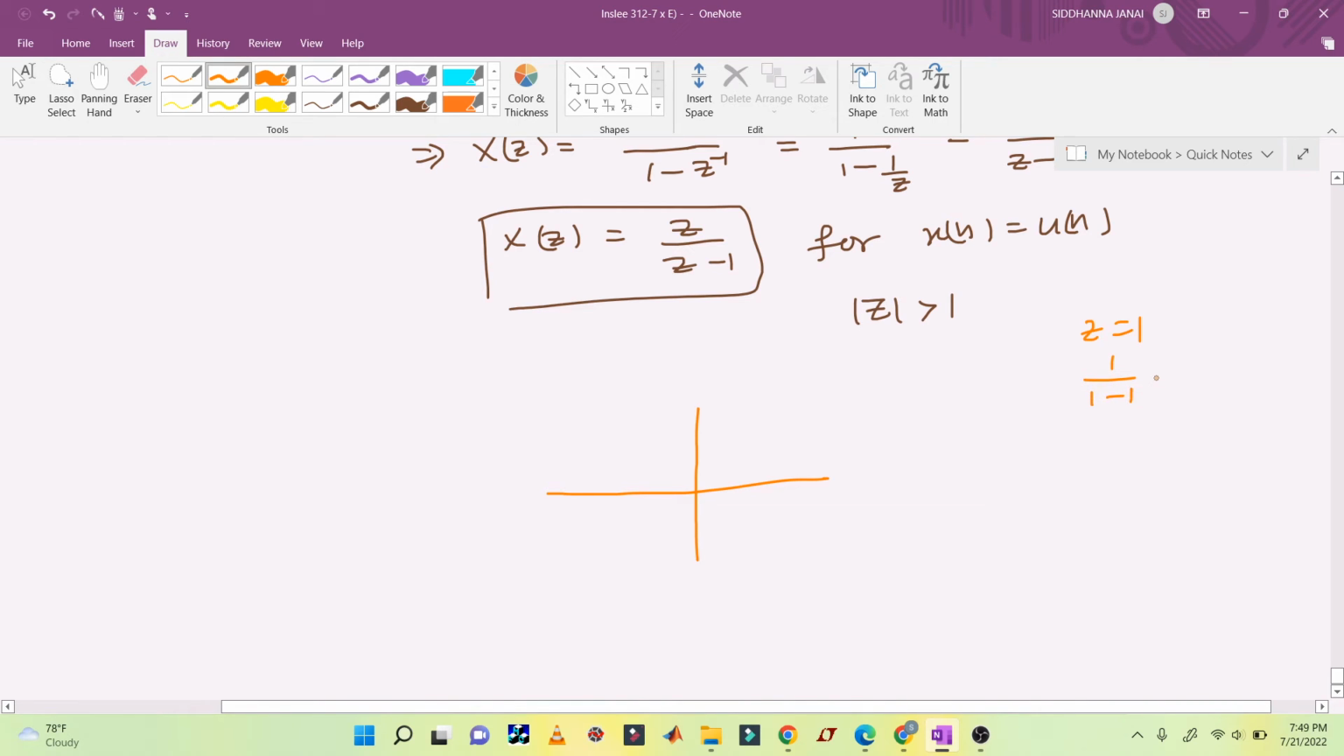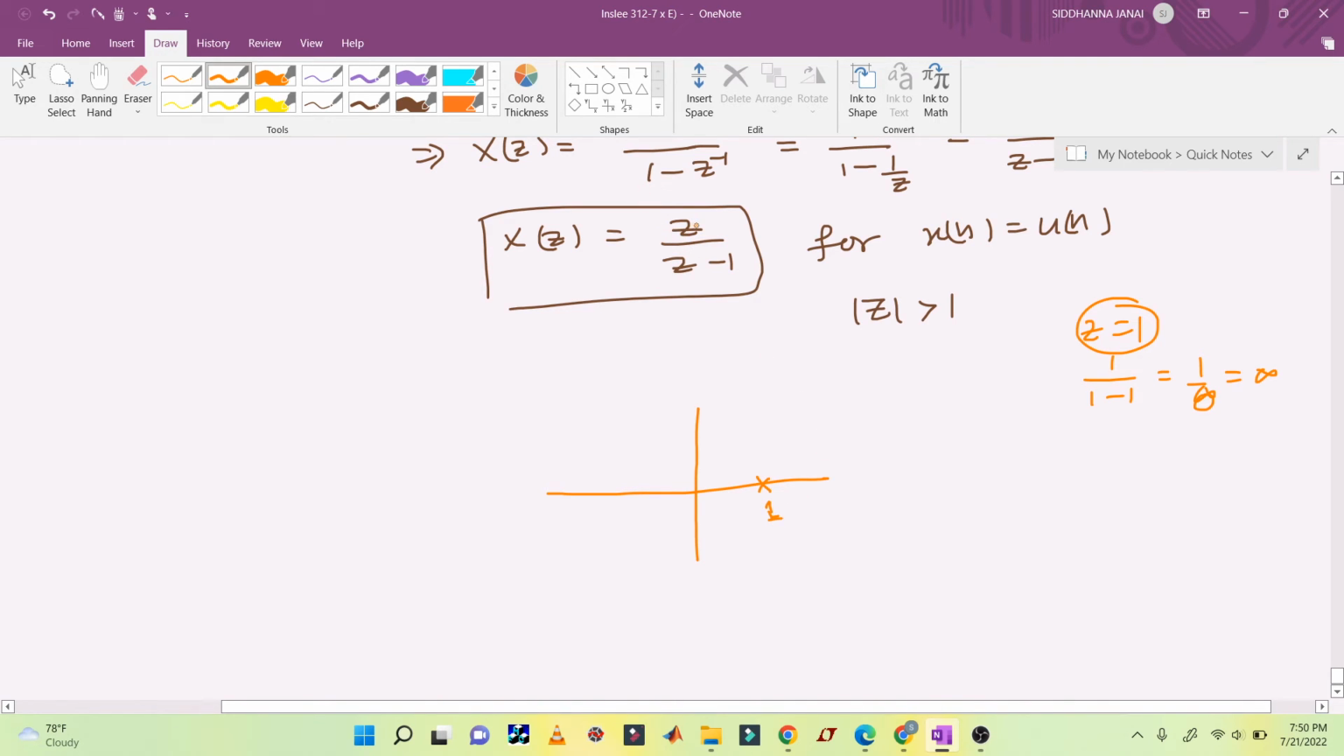1 divided by 1 minus 1, that is 1 divided by 0, so it will be infinity. So this is the value which is leading us to infinity. That's why it is called a pole. Let me introduce it here and I will tell that this is the pole.